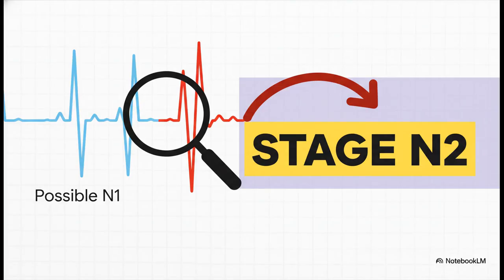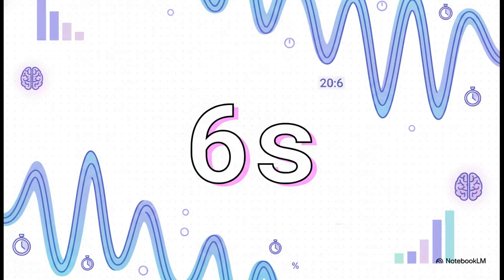Okay, listen up, because this rule is a big one. The moment you spot a single sleep spindle or its bigger cousin, the K complex, that's it. The epoch instantly becomes stage N2. It's not a suggestion, it's a hard and fast rule that marks our entry into the most common stage of sleep.